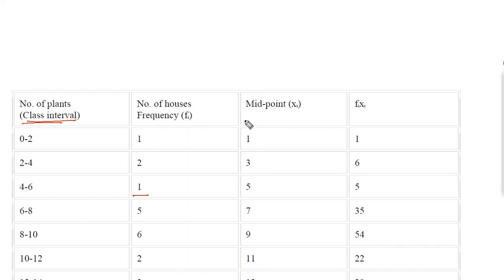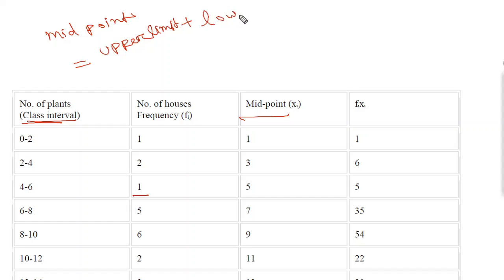And here we have to find the midpoint. So you know the formula for midpoint. Midpoint is equal to upper limit plus lower limit divided by 2. So for the first case, you have 0 and 2. 0 is the lower limit, 2 is the upper limit. 0 plus 2 is 2, divided by 2 is 1. 2 plus 4, 6 divided by 2 is 3. 4 plus 6 is 10, divided by 2 is 5, like this.